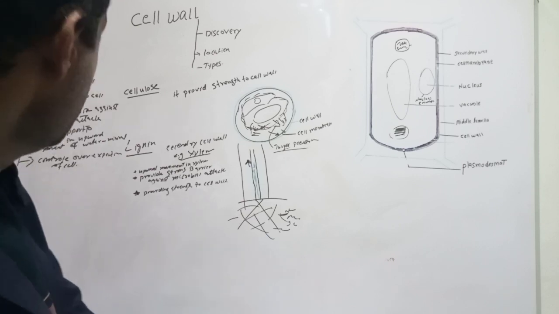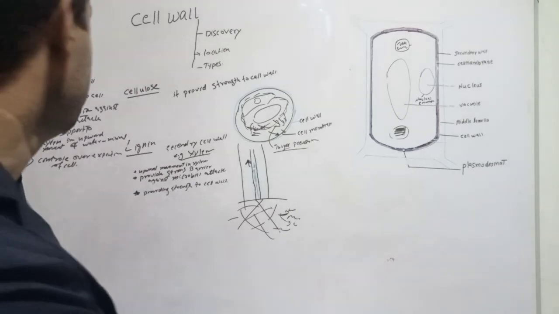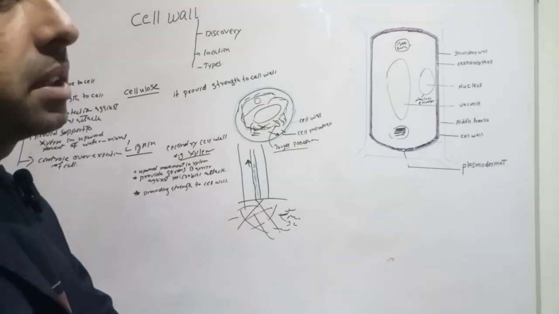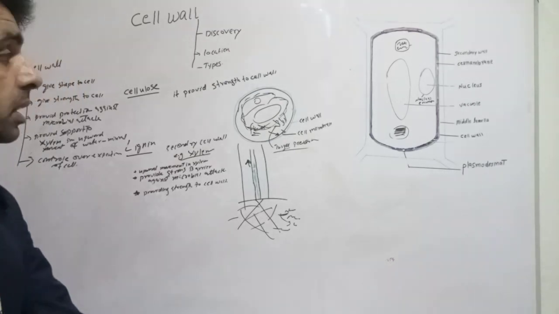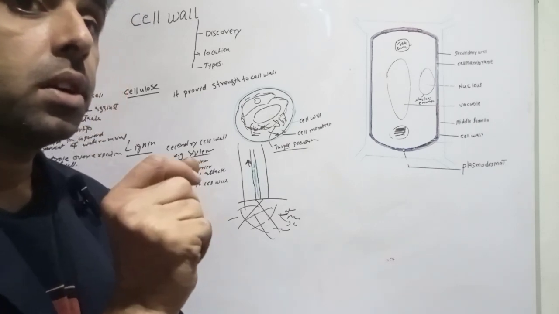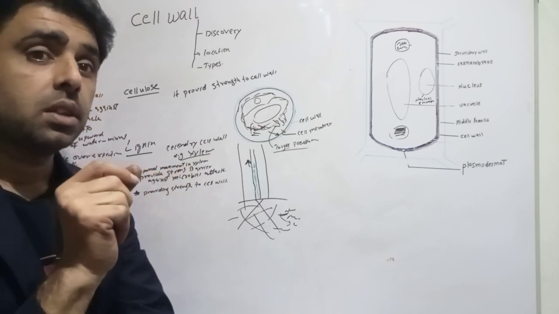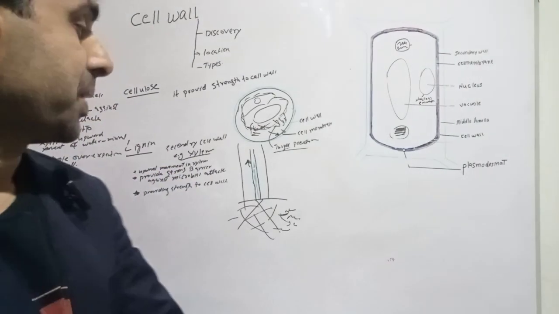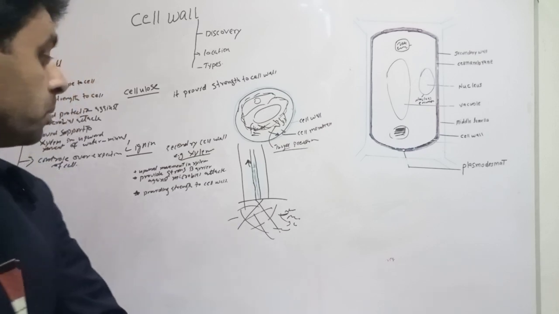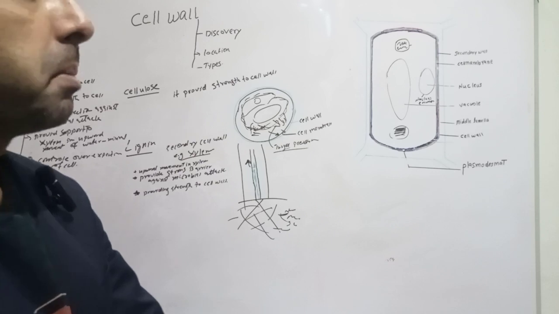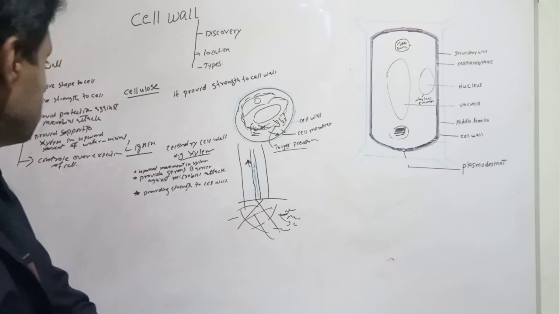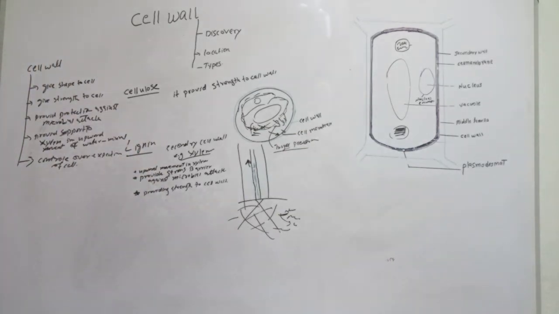Now not every cell wall is made of cellulose. Organisms like fungi and protists which have a cell wall, it is actually composed of chitin. Okay, and the cell walls of prokaryotes are composed of peptidoglycan. Now its function, I have highlighted the two, cellulose and lignin.